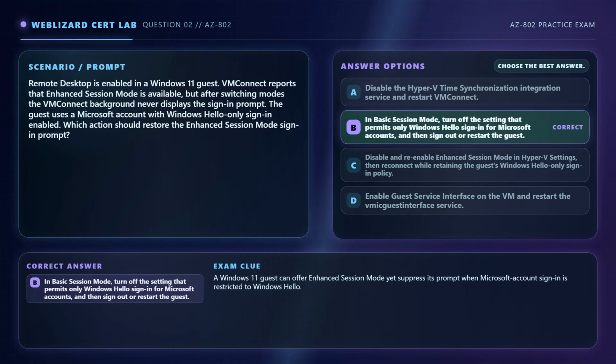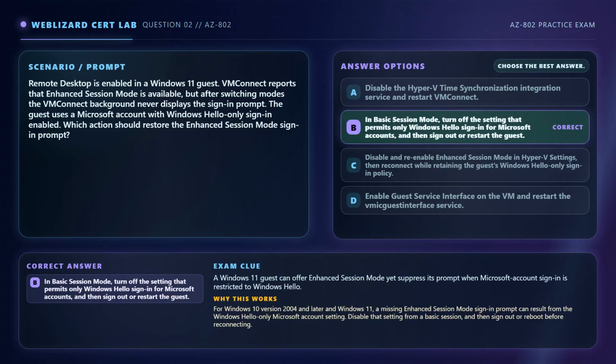The correct answer is B. In basic session mode, turn off the setting that permits only Windows Hello sign-in for Microsoft accounts, and then sign out or restart the guest. For Windows 10 version 2004 and later, and Windows 11, a missing enhanced session mode sign-in prompt can result from the Windows Hello only Microsoft account setting. Disable that setting from a basic session, and then sign out or reboot before reconnecting. A Windows 11 guest can offer enhanced session mode, yet suppress its prompt when Microsoft account sign-in is restricted to Windows Hello.